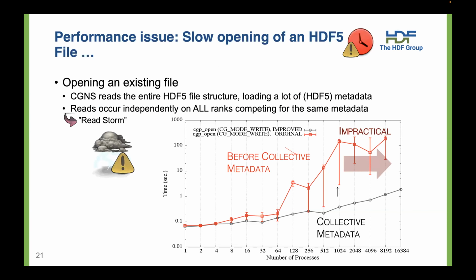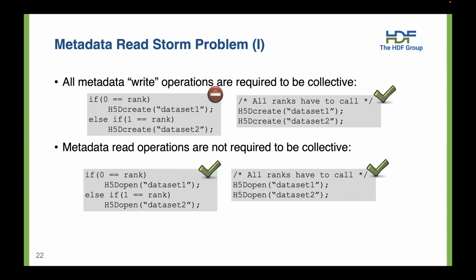Another issue that we had with CGNS was what we call a read storm. A read storm occurs when you have all the ranks independently competing for the same metadata. You can see the effect of it here. This is the time to read before we had collective metadata, which I'll discuss a little later. The red line is before the collective, and this is with the collective. This is a log plot. So it's pretty impractical once you get to a large number of processors without this mode. This is something we added to HDF5 to get better read performance.